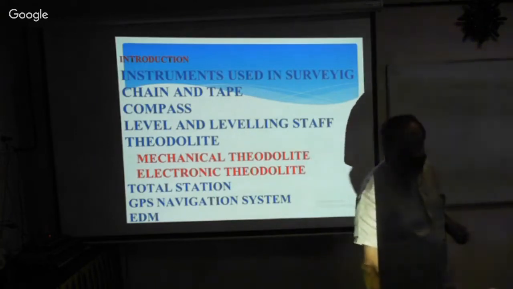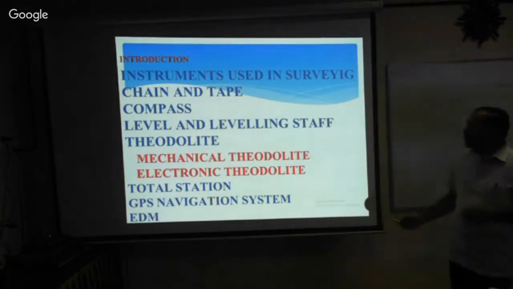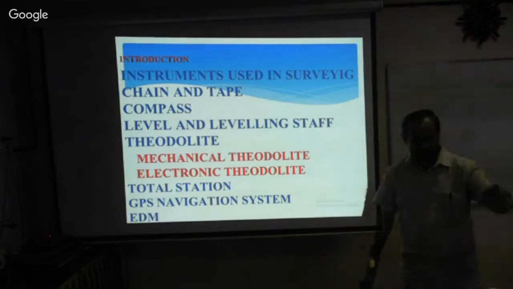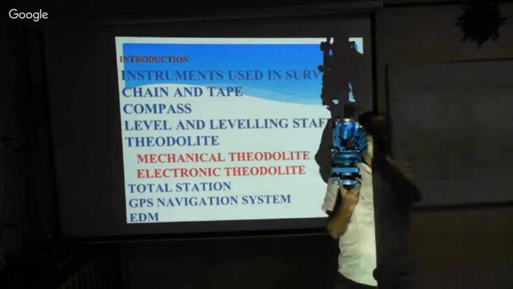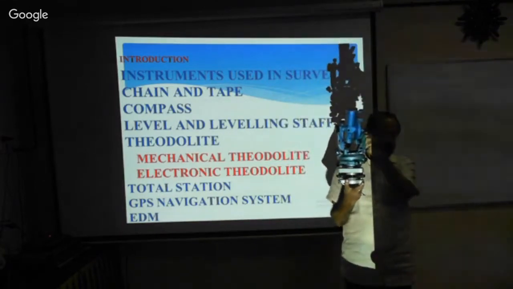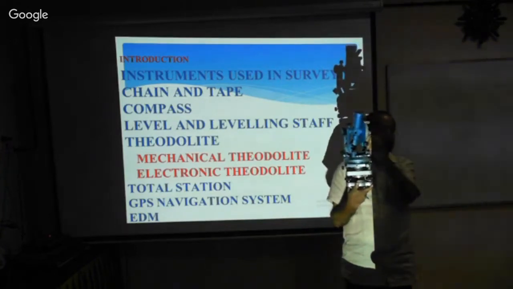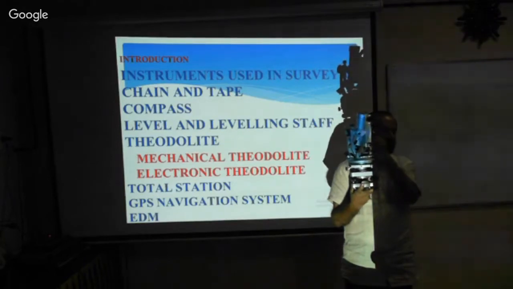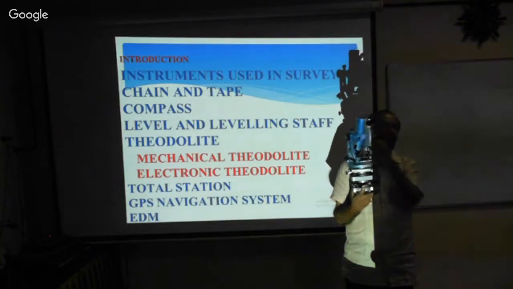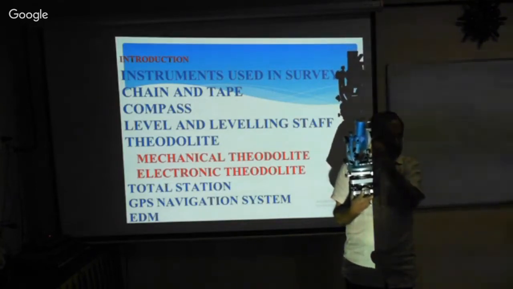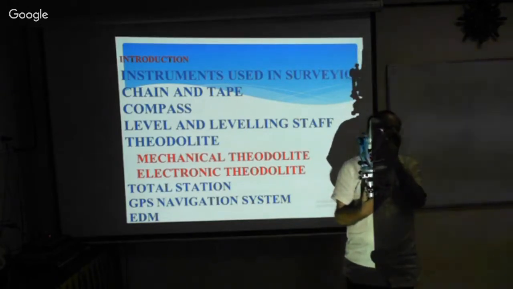Understood? Then the next instrument we are going to use is the theodolite. This is the one. Have you seen this? Are you using this? Not yet started. Now, this is a more versatile, compact, delicate instrument. But it is very simple. It is a combination of many features, your level, your compass, etc.